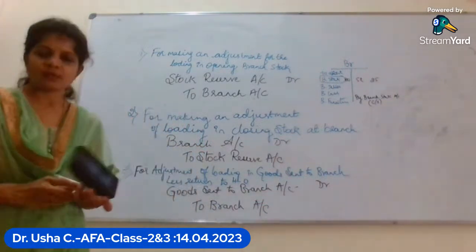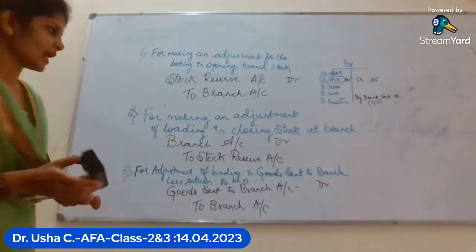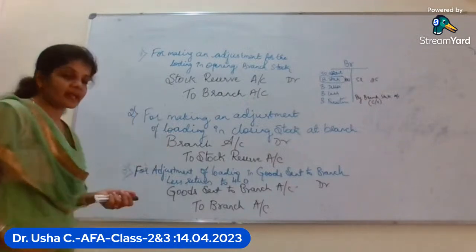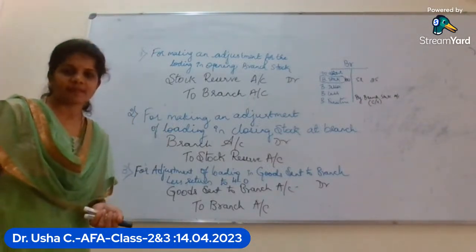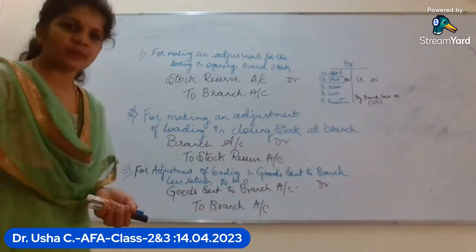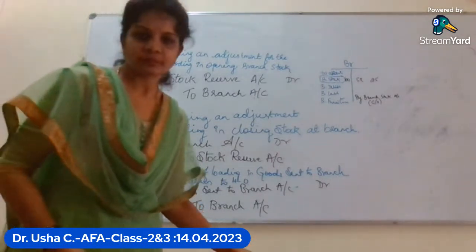Goods sent to branch account, debit to branch account. These extra 3 entries are to be passed when the goods are recorded at invoice price. Everyone got it? We'll work out one problem based on this.